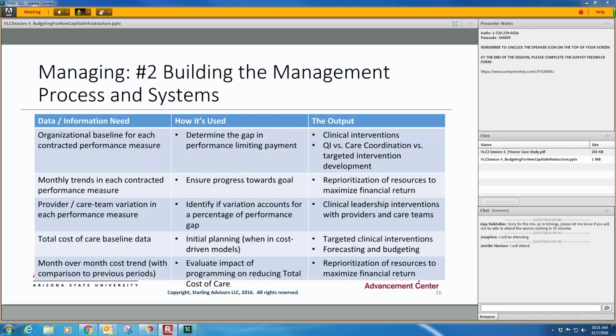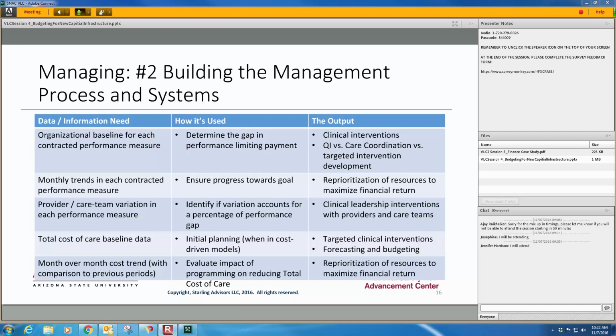We want to look at total cost of care baseline data. We want to do initial planning, in models that are driven by total cost of care, around the types of interventions that are going to be successful in driving success. And we'll talk about some of your peers throughout the country and what they've done. It also allows us to take a look at that forecasting and budgeting function.